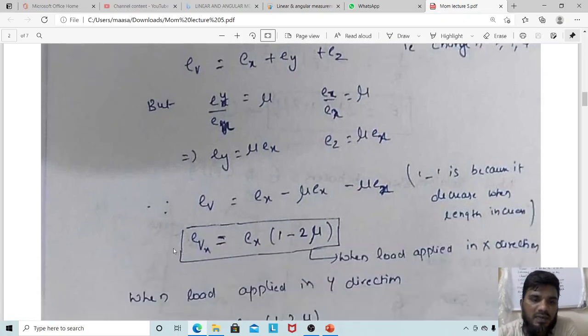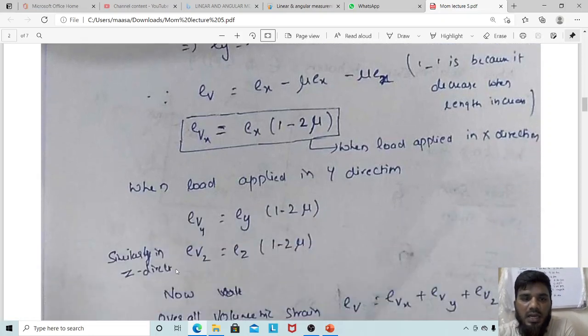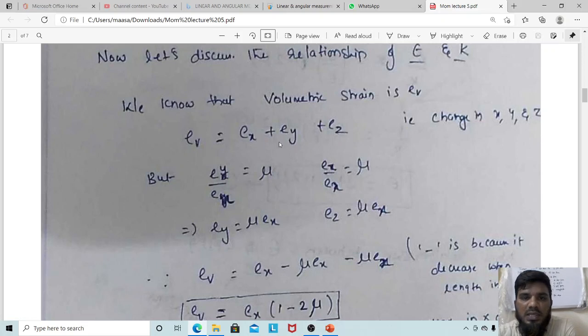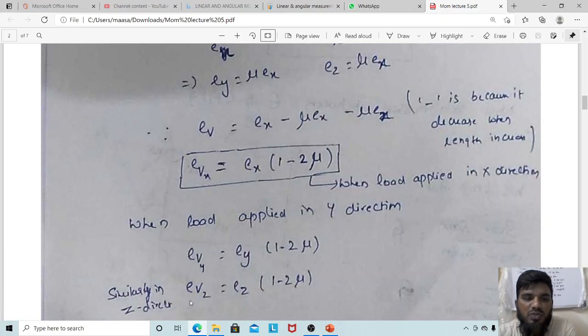Now if you take Evx, that is the volumetric strain with respect to the x axis direction force, Evx is equal to Ex of 1 minus 2 mu. Here we have applied the load in the x direction. Similarly, when the load is applied in the y direction, we get Ey of 1 minus 2 mu. The same thing will happen here. We again get Ex, Ey, Ez. Because the extension is happening in the y direction, there will be change in z and x. So we obtain again Ey of 1 minus 2 mu. Similarly, in the z direction, Ez of 1 minus 2 mu.